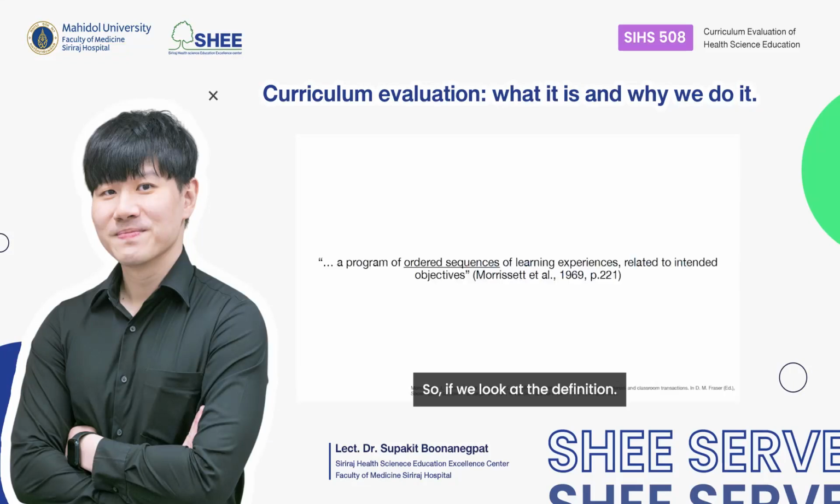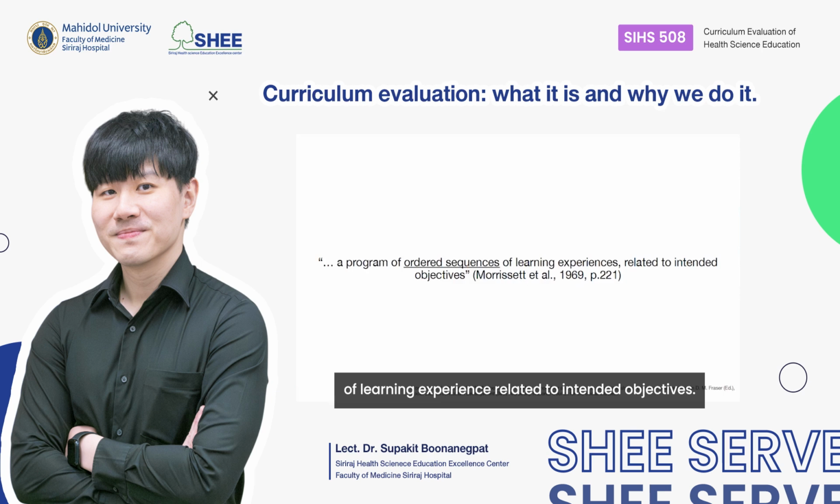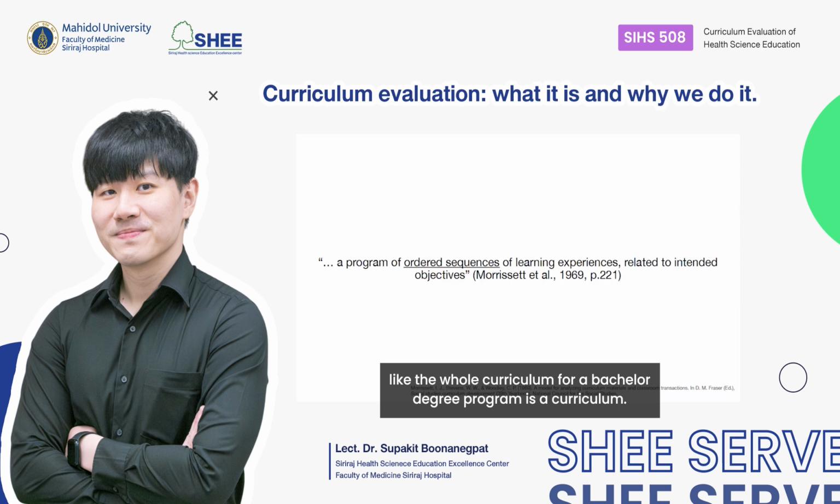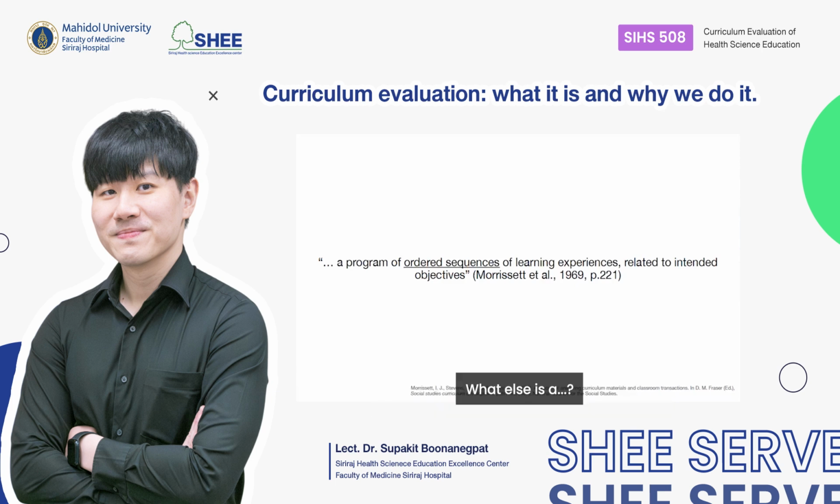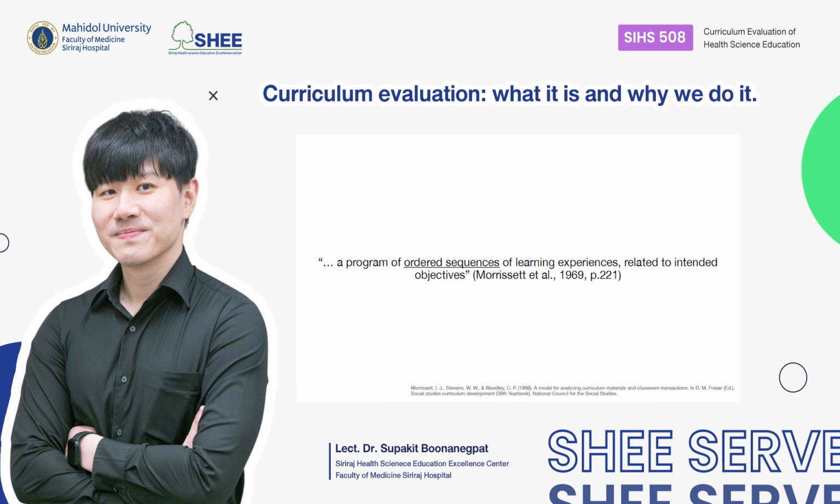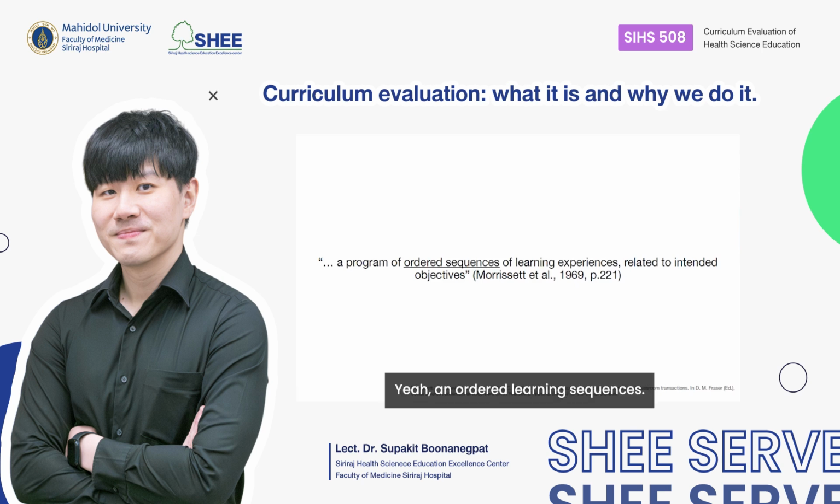So if we look at the definition, it says a program of ordered sequences of learning experience related to intended objectives. The key thing here is that it's a program of ordered sequences, meaning that the whole curriculum for a bachelor degree program is a curriculum. But what else is an ordered sequence of learning experience? A book, right? Anything that has an ordered learning sequence.